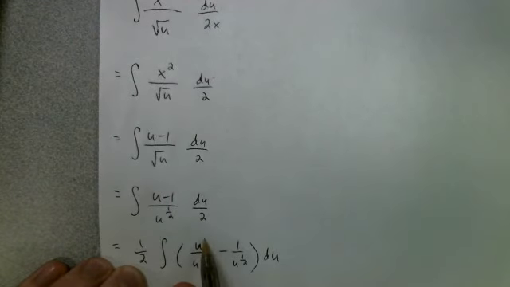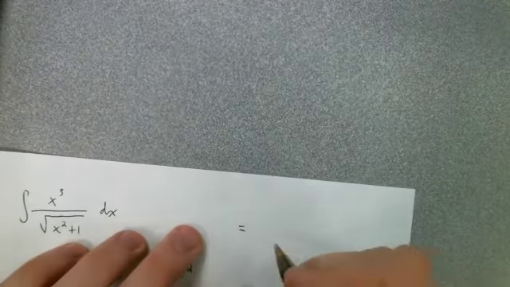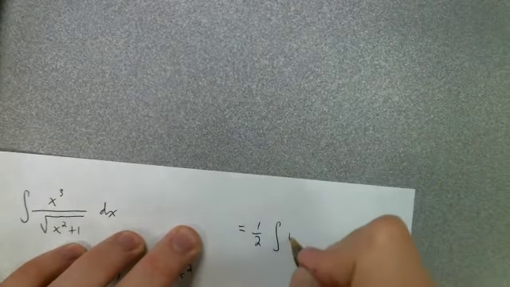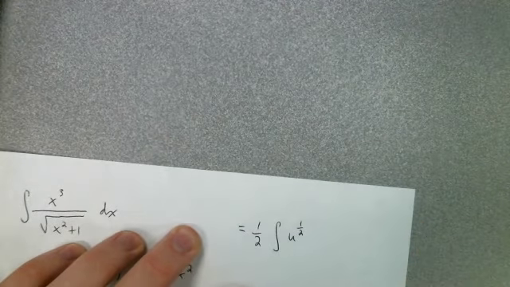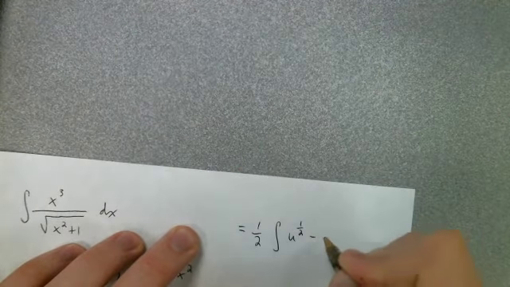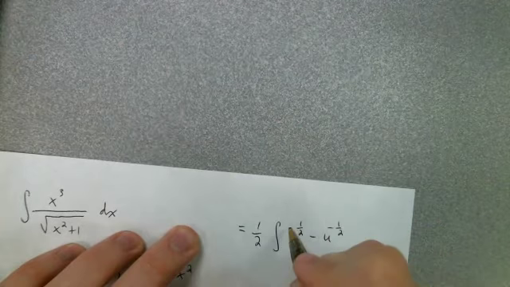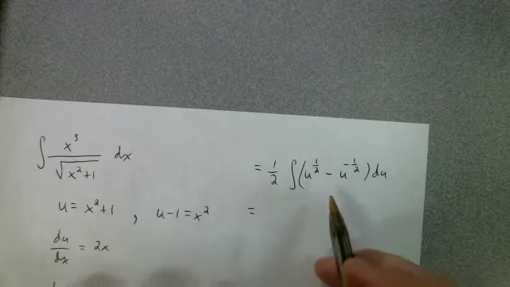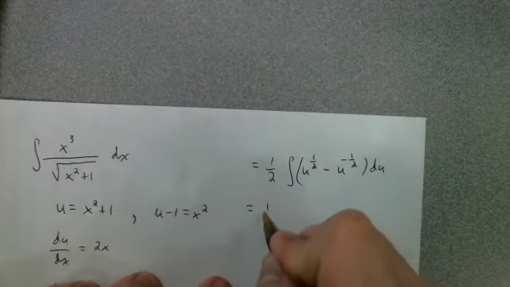This is u to the 1 power here. So I'm dividing, I'll subtract the powers. 1 minus 1/2 is 1/2. So now I got 1/2 integral of u to the 1/2. Then I've got 1 over u to the 1/2. I'm going to change that to u to the negative 1/2. Well, now I'm just finding antiderivatives of powers of u.